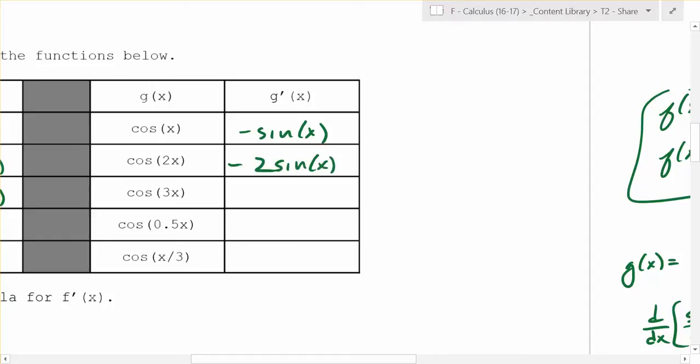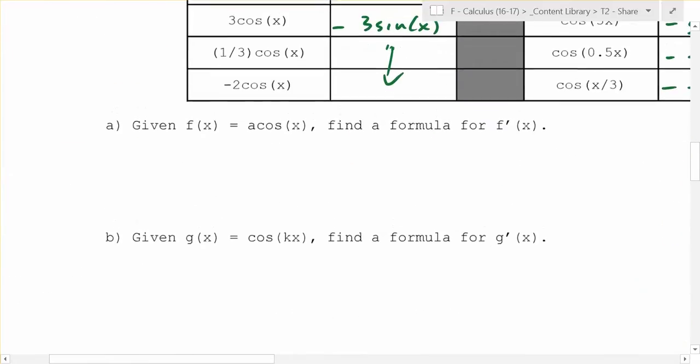A 2, because the derivative of 2x is what? So what about the next one? Negative 3 sine x. And this is negative 1/2 sine x. And this is negative 1/3 sine x. Are you okay with this now? Yeah. It's because it's a result of the chain rule.